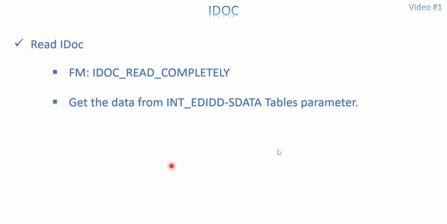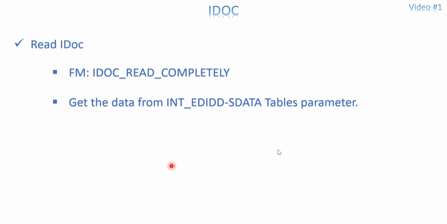Then we have to use all our logic: fill your internal table, call a standard BAPI to create the material master data. Pass the information to the BAPI, just create a material. So for that, you have to read the IDOC information also. You need only the IDOC number to read it. Very simple. You have a function module called IDOC_READ_COMPLETELY.